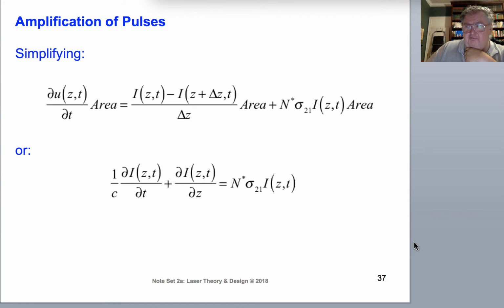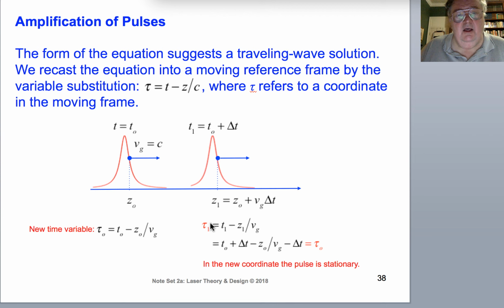This is a pulse propagating in the z direction in this case, and as you might expect, it satisfies some sort of pulse propagation equation. It's a little bit difficult to deal with as it sits, so we do a coordinate substitution. And we do the following coordinate substitution.